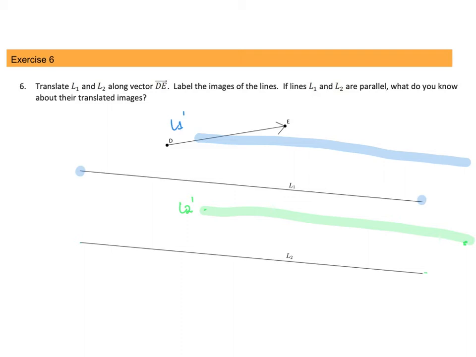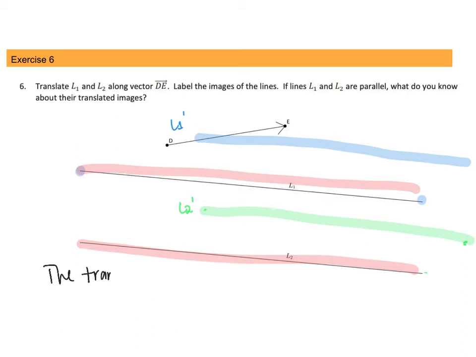So basically, it's having you make this prediction. If the original lines are parallel, are the translated lines also parallel? Yes. The translated lines are also parallel. Okay. Moving on.